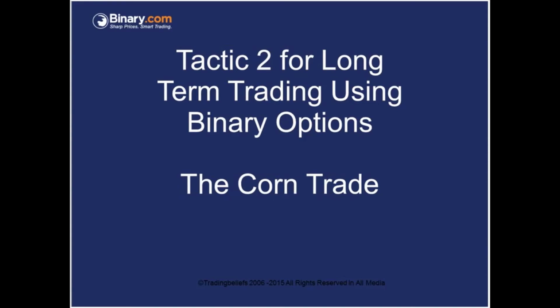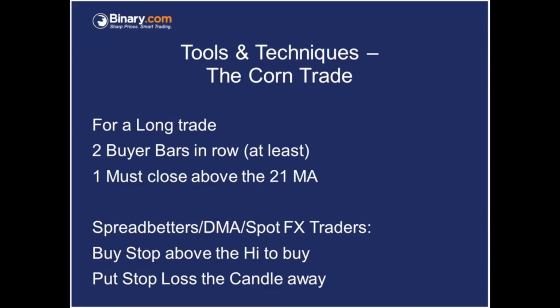The next one is a thing called a corn trade, all right? Some of you may have heard of what a corn trade setup is, some of you may not. Very, very simple. Once again, I always like to help people with very, very simple, easily identifiable setups. So for a long trade, you're going to look for 2 buyer bars in a row, and one of them must close above the 20 or the 21 period moving average. There's no real difference between 20 or 21. If you're a spread bet or a DMA or SparkFX trader, well then you put your buy stop above the high to buy, and you put your stop loss a candle away. That's what would be your normal trading style.